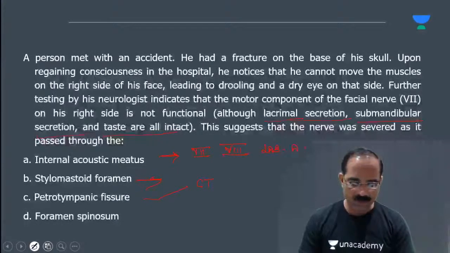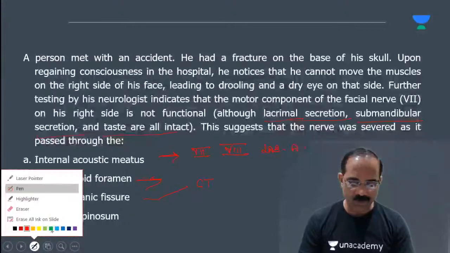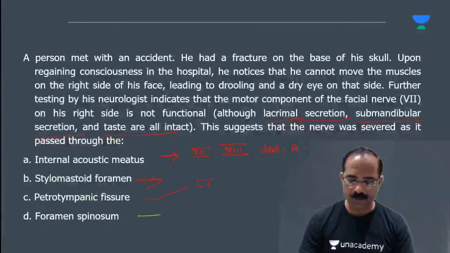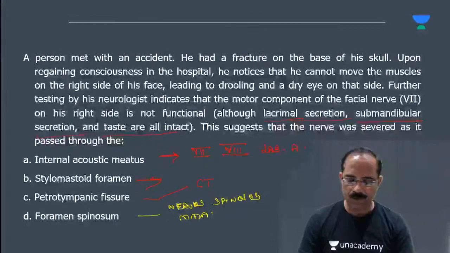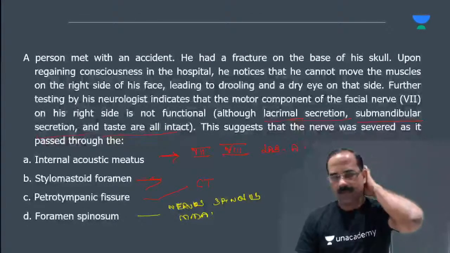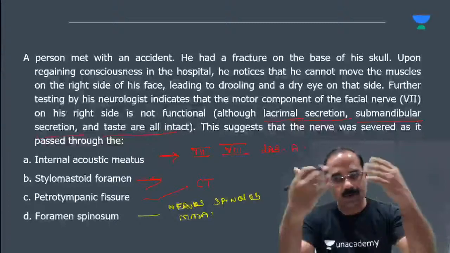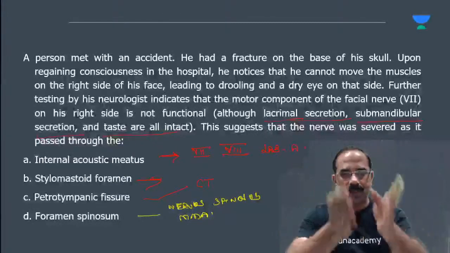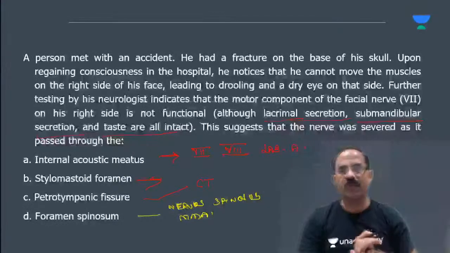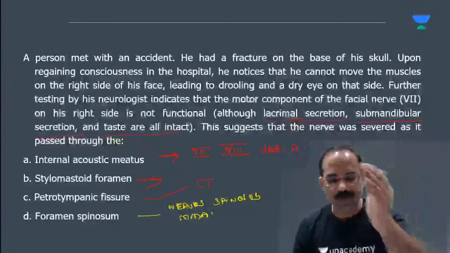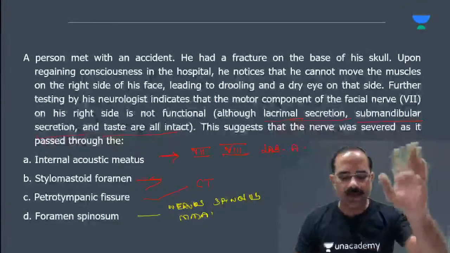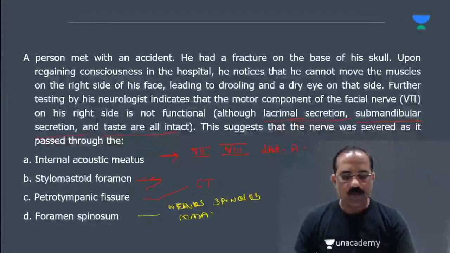Foramen spinosum. Students, can you answer this? What passes through foramen spinosum? The nervus spinosus and the middle meningeal artery. This nervus spinosus is also known as what? The meningeal branch of mandibular nerve. Perfect, very good. Okay, with this we go to the next MCQ, students.